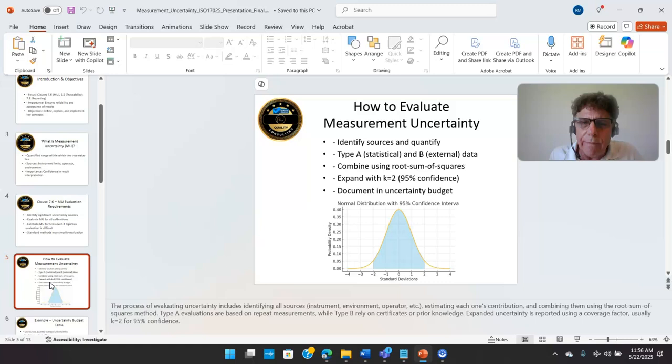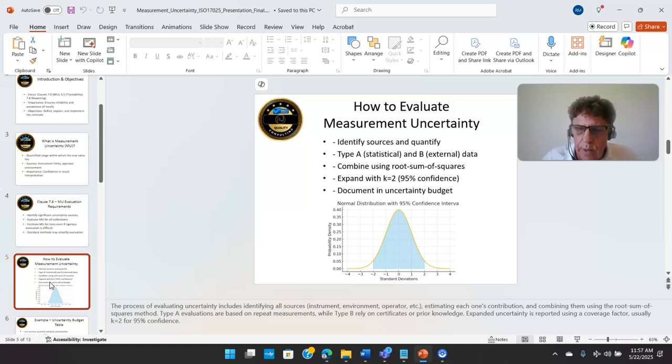How do you evaluate measurement uncertainty? The process includes identifying all sources, as I mentioned: the instrument, the environment, the operator, and the individual measurement devices that you're using. Then you estimate each one of those contributions and combine them using the root sum of squares method. Type A evaluations are based on repeat measurements, while type B rely on certificates and prior knowledge.